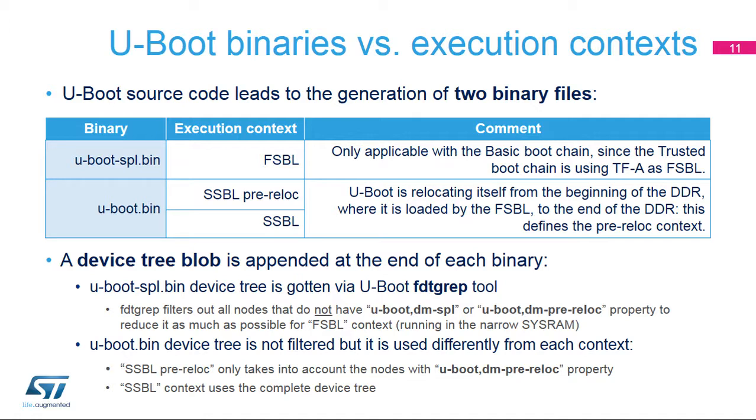The U-Boot device tree embeds two special properties: u-boot,dm-spl, that stands for U-Boot Driver Model Secondary Program Loader, and u-boot,dm-pre-reloc, that stands for U-Boot Driver Model Pre-Relocation. Let's see how they are used. Since the U-Boot SPL is executed in the internal RAM that has a limited size, the device tree blob needs to be filtered in order to remove nodes that are useless in the FSBL context. This is done using the fdtgrep U-Boot tool that removes all nodes that do not have u-boot,dm-spl or u-boot,dm-pre-reloc from the DTB file.